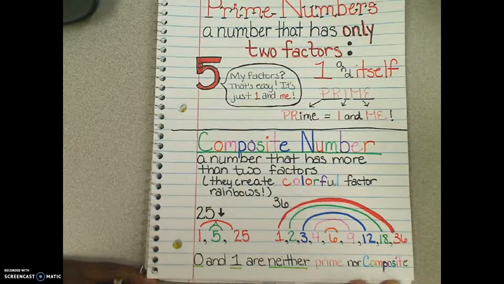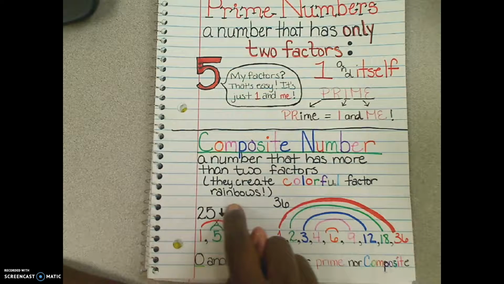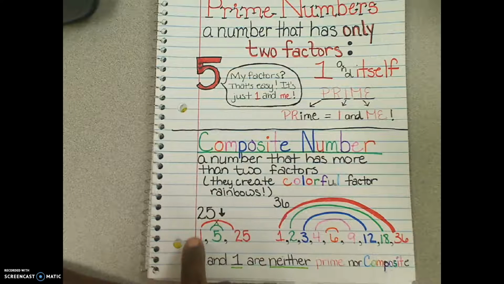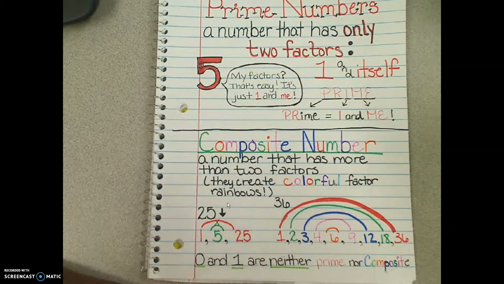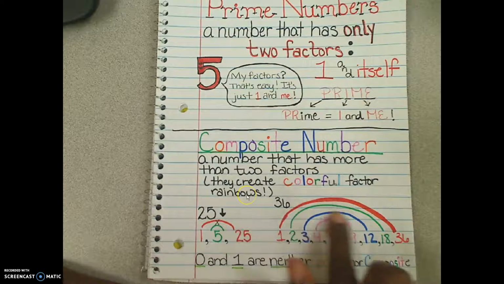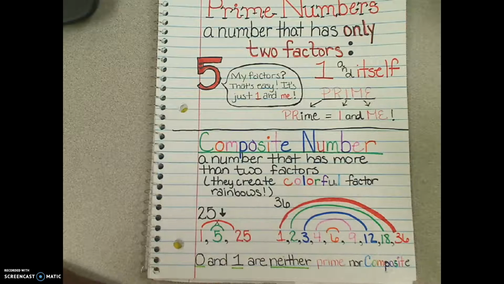Whereas composite is the opposite. Composite numbers are numbers that have more than two factors. They create a colorful factor rainbow or rainbows. So on 25, notice it says 1 times 25 is 25, 5 times 5 is 25. Then we have 36. We have 1 times 36 is 36, 2 times 18 is 36, 3 times 12 is 36, 4 times 9 is 36, and 6 times 6 is 36.